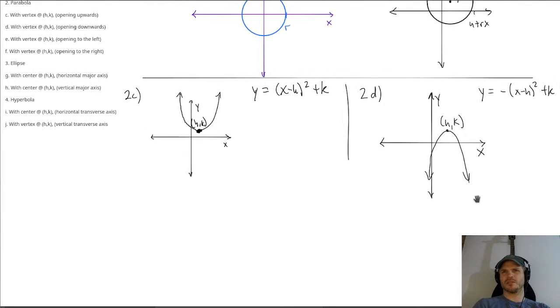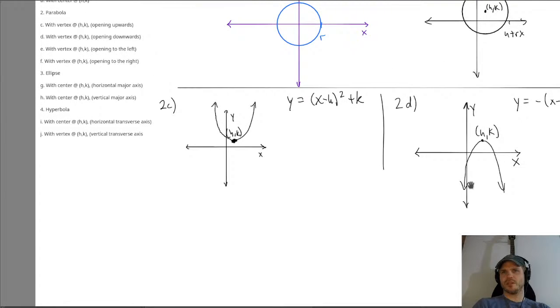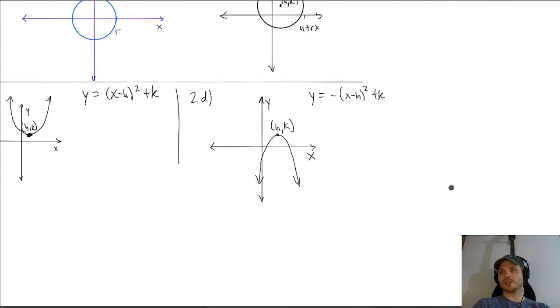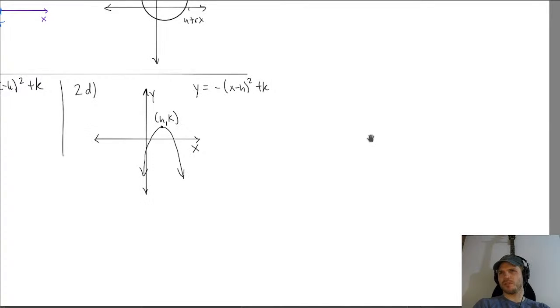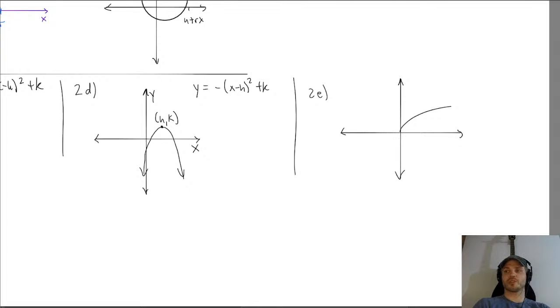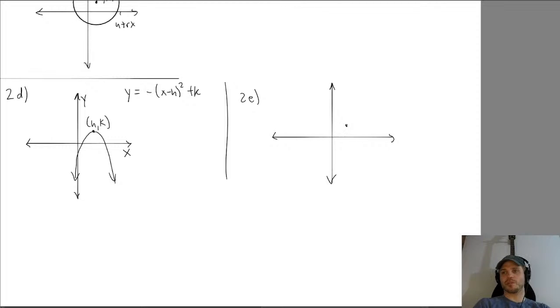Okay, so then 2e now is opening to the left. If it opens to the left, that means the part that's squared is actually the y. Normally if you did x equals y squared, it would be opening this way. So we're going to need to multiply y squared by negative 1. And we also want it to be at the point (h, k).